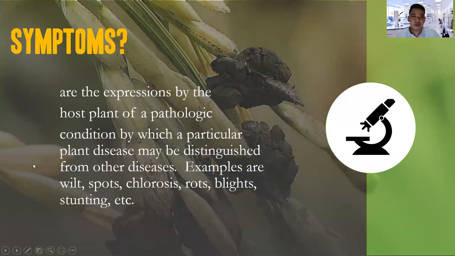So next po is symptoms. Symptoms naman po are the expression by which the host plant or pathologic condition by which a particular plant disease may be distinguished from other diseases. So si symptoms naman po ay ang manifestation ng disease. Ito yung respond ni plant dun sa disease. So example po nito yung wilting, spots, chlorosis, rots, blights, at stunting. So later po, didiscuss po natin yung iba't ibang signs and symptoms with respect to the specific disease po under rice.